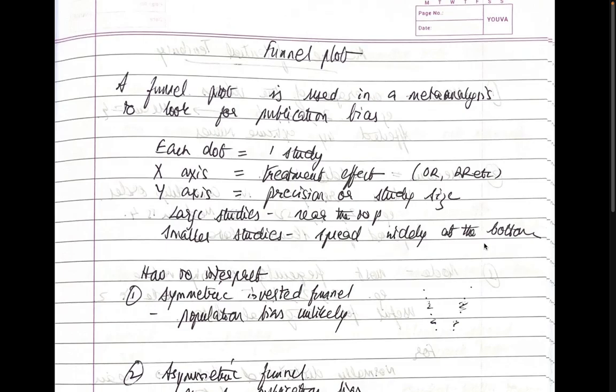Funnel plot. This is a plot which is used in meta-analysis to look for publication bias. Each dot represents one study. The x-axis is the treatment effect, for example odds ratio. The y-axis is the precision or the study size. Larger studies are closer to the top. Smaller studies will be spread widely at the bottom.